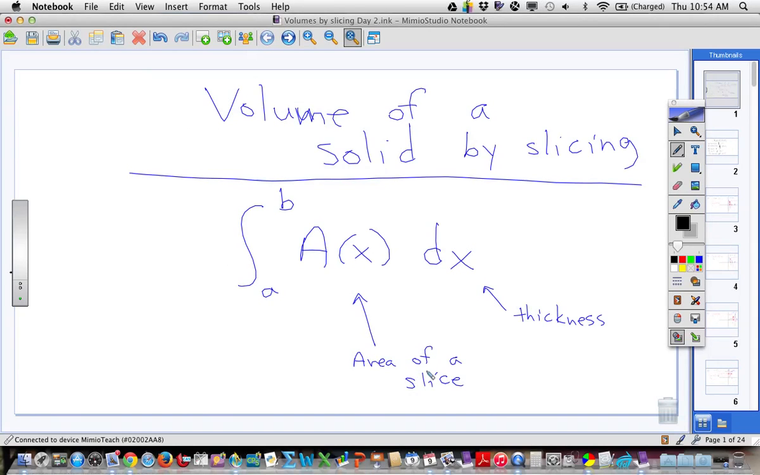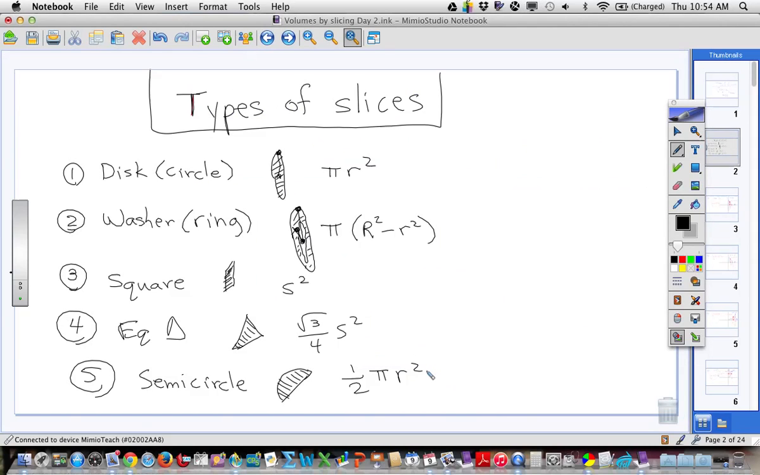So our overall formula is we do the integral. Inside the integral, we want the area of the slice. That comes from our strip, so it's going to be one of these 5 equations that's going to go in there, because those are the types of slices we're going to do.